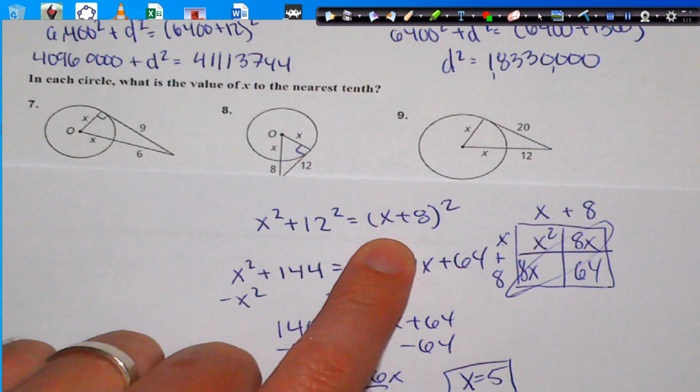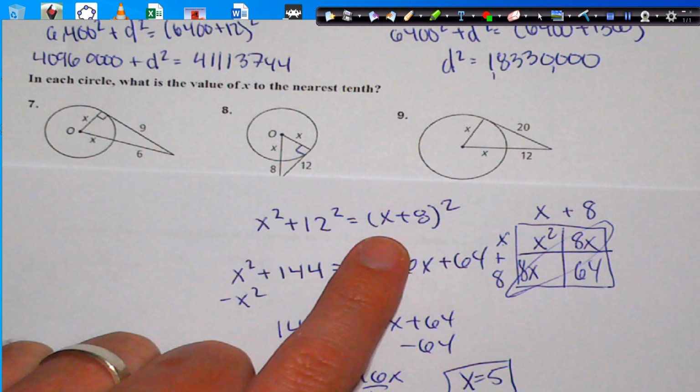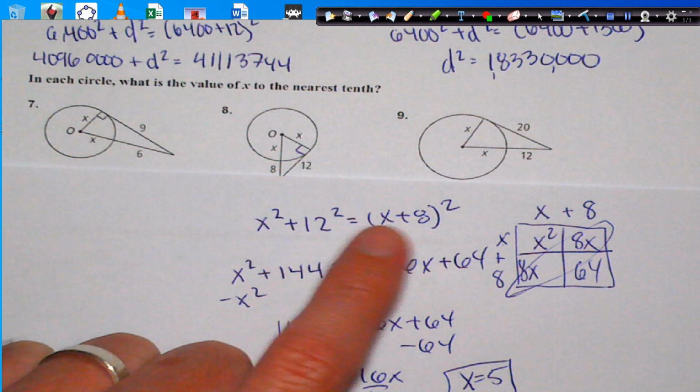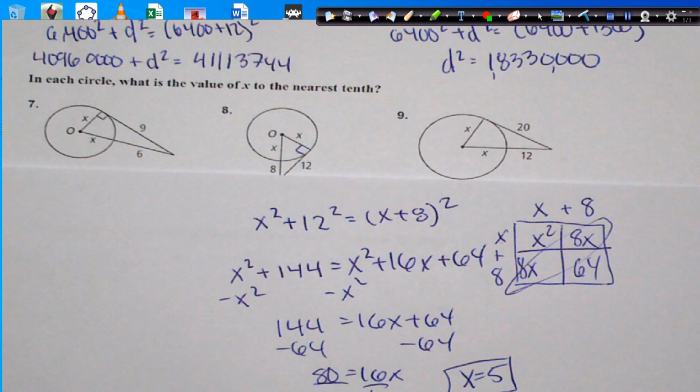This is the trick though. When you have this, it's not x squared plus 8 squared individually. You can't distribute the squared. You have to multiply the binomial times the binomial. So this is where we use the box method. Some people have used FOIL.